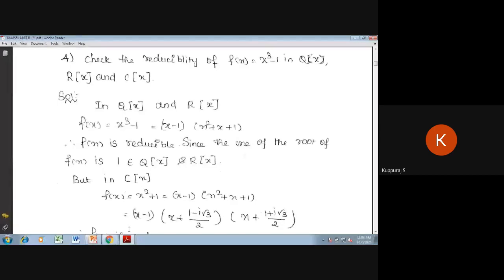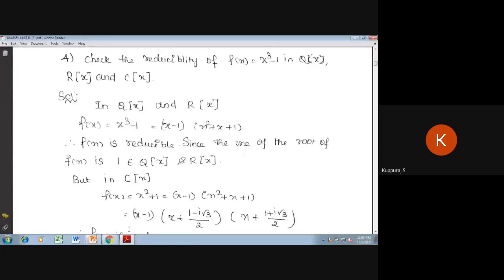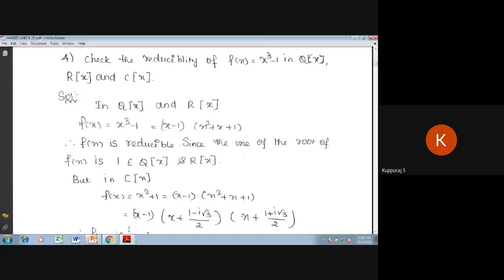So this reducibility of the polynomial was identified based on the roots. Actually, I have concluded this polynomial is reducible over C of x. Irreducible over Q of x and R of x. The same polynomial.